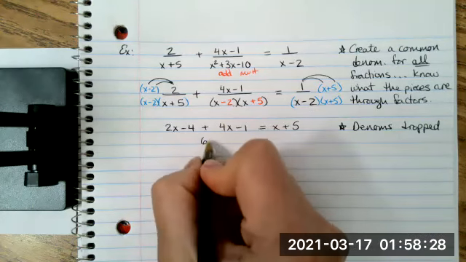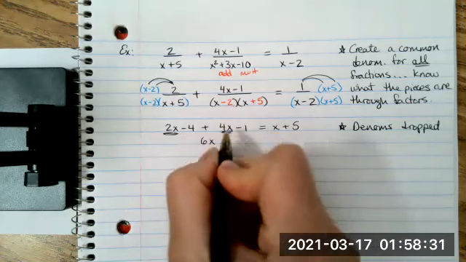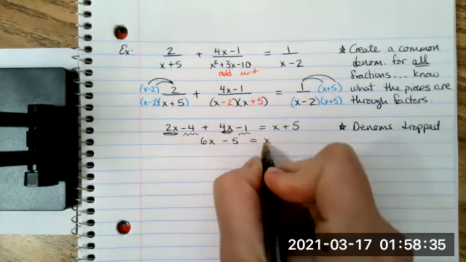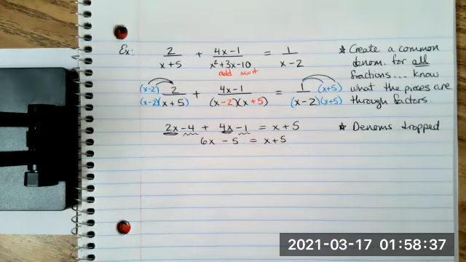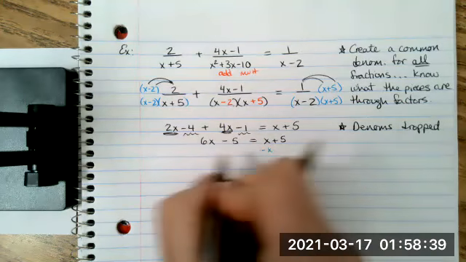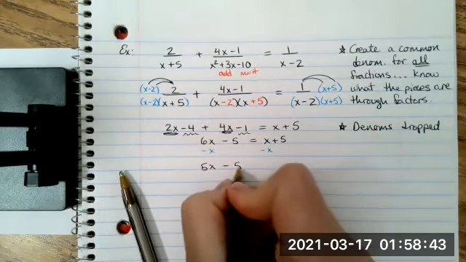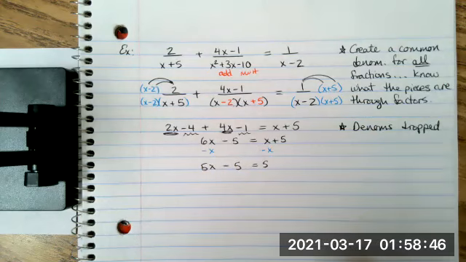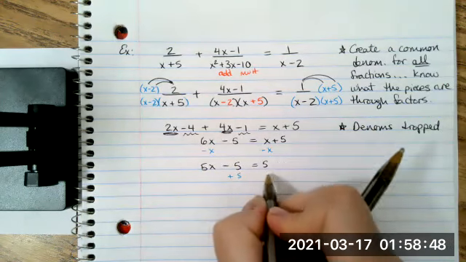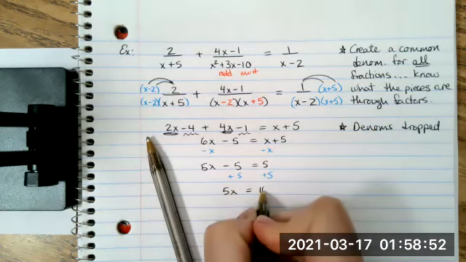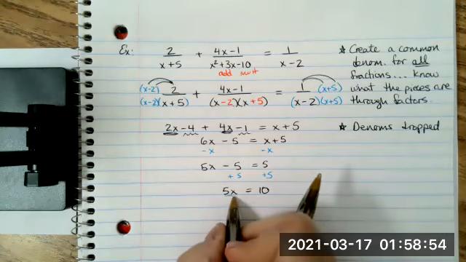2x plus 4x is 6x, right? Like terms. -4 minus 1, -5. x plus 5. Now we're going to move stuff across the equal sign. Take away the x. 5x minus 5 equals 5. Add the 5. 5x equals 10. And divide by 5.